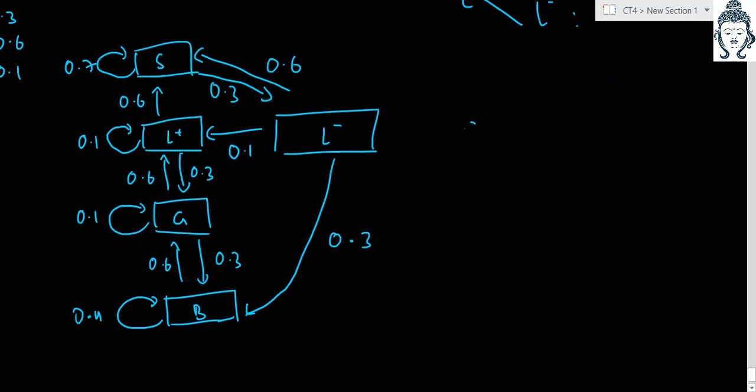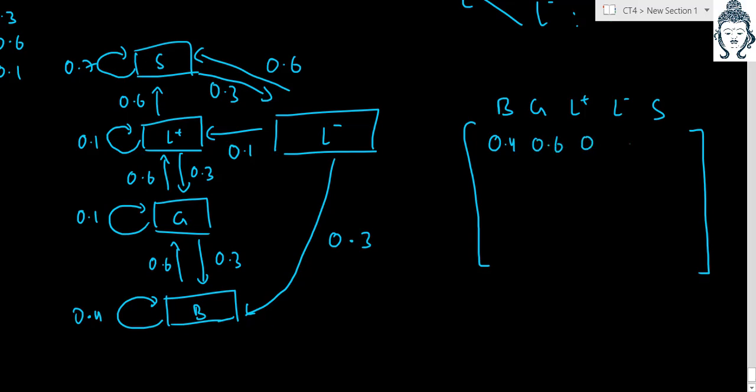In the next part, they've asked us to make a transition matrix, which I can easily make. So this becomes all B, G, L plus, L minus, and S finally. So from B to begin with, I can stay here with a probability of 0.4. I can go up to G with a probability of 0.6, and all the other 3 become 0. If I'm at G already, I can reduce with a probability of 0.3, stay here with a probability of 0.1, and get to L plus with a probability of 0.6, and the other 2 are 0.